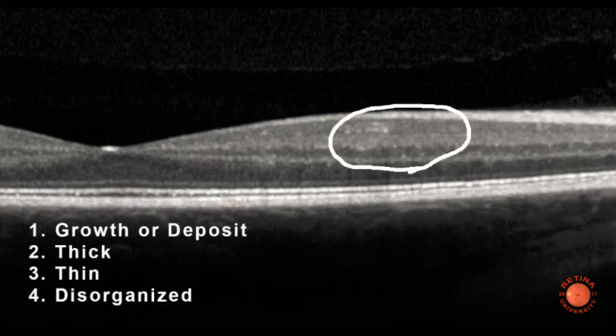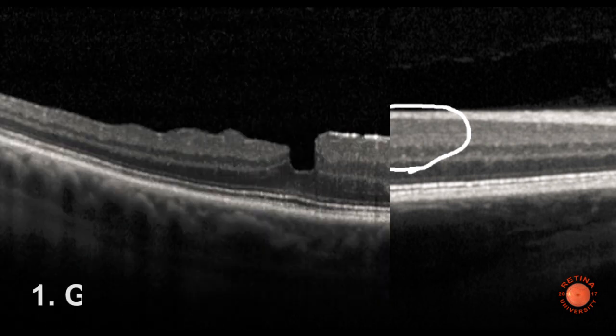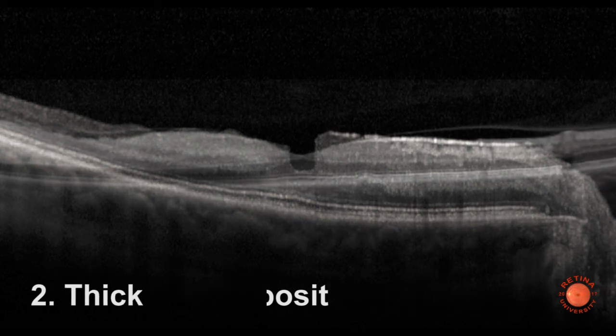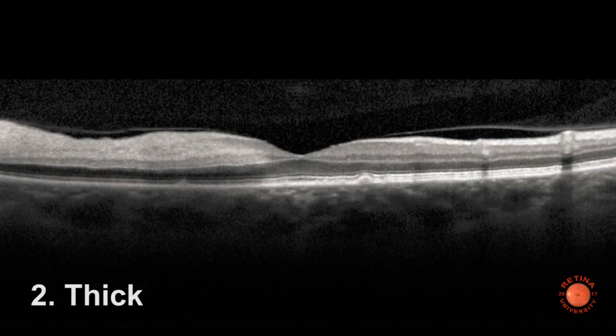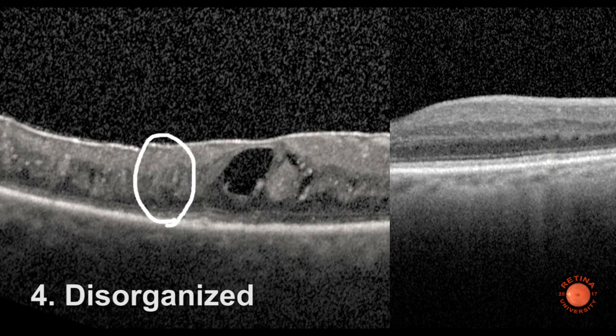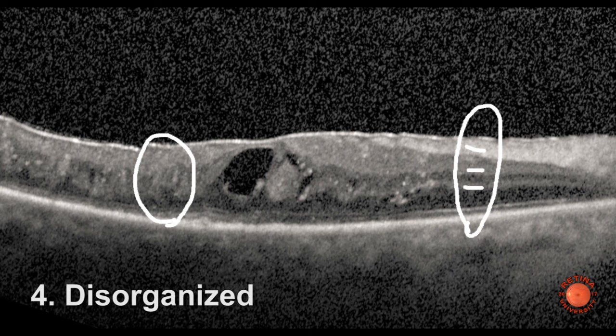So in conclusion, the four things that we're focusing on when interpreting OCT line scans are: first, is there an abnormal growth or deposit, something that should not be there? Second, is the retina too thick? And third, is the retina too thin? And finally, is the retina disorganized? That's to say, is there an absence of the normal retinal architecture?